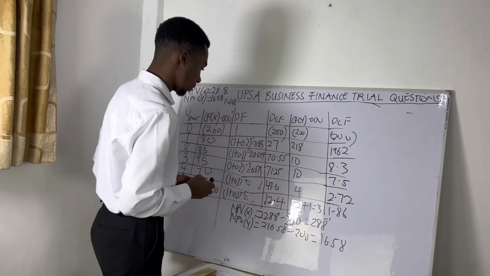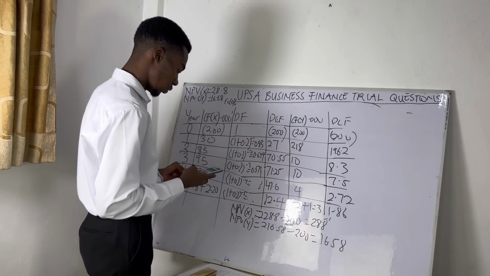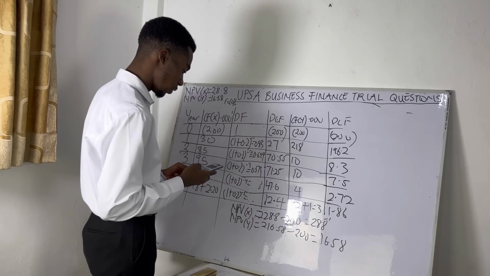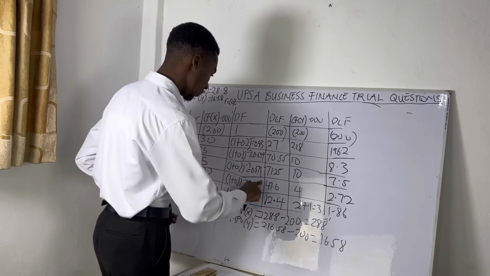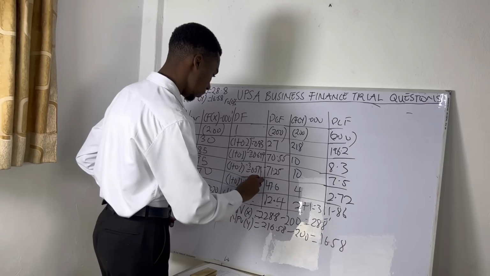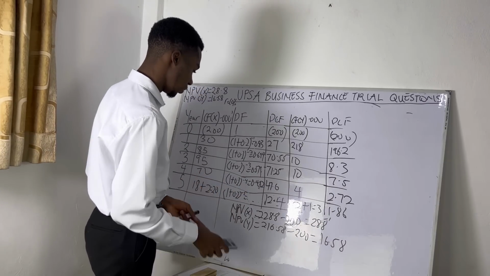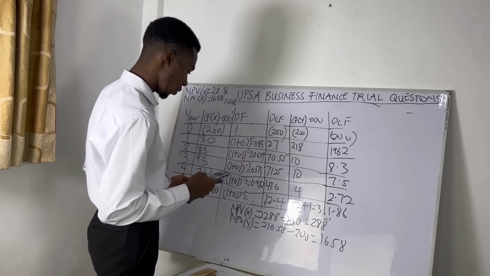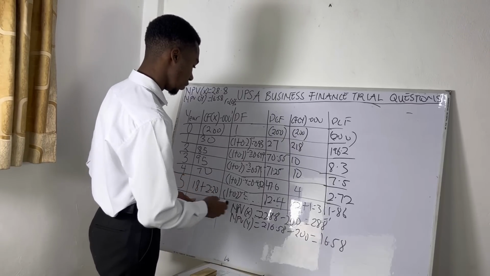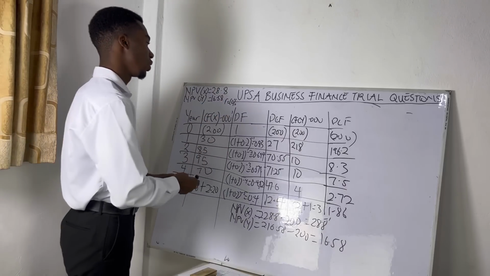Then for year 4, we have 1 plus 0.2 exponent negative 4. We have 0.482. Then year 5, we have 1 plus 0.2 exponent negative 5. We're getting 0.4. Now we are done with our discount factor using 20%.